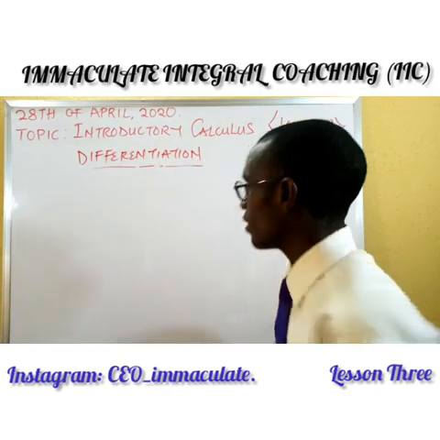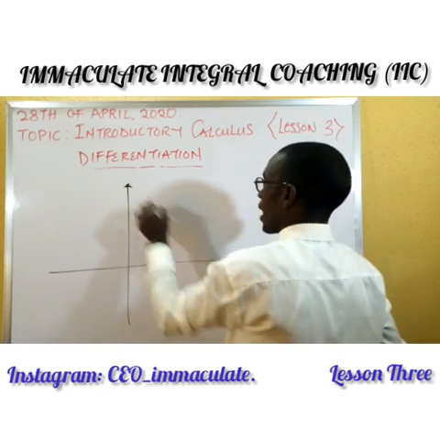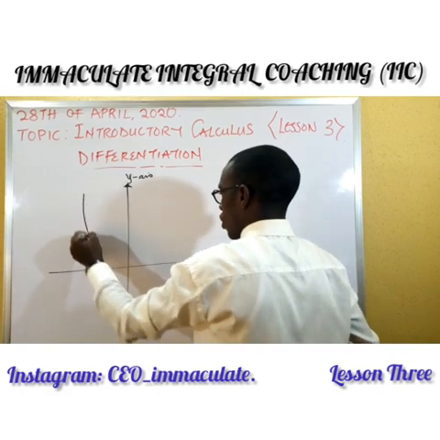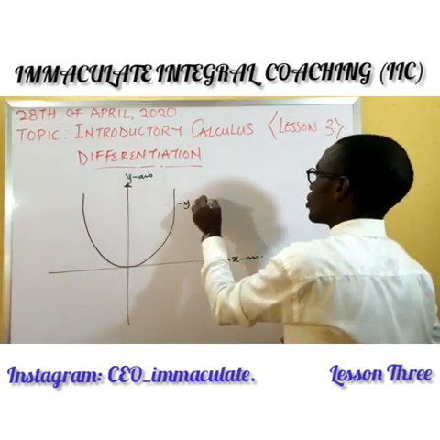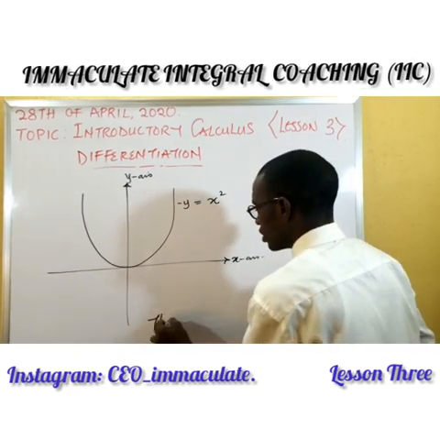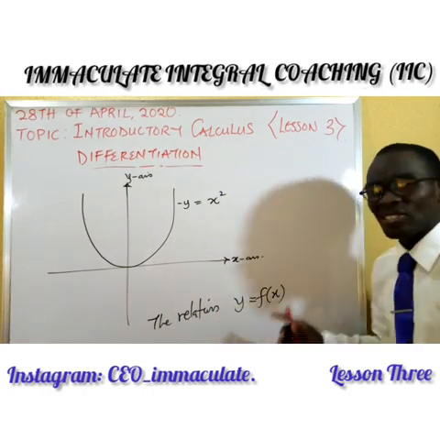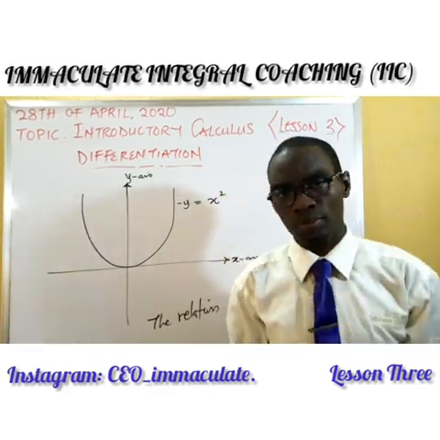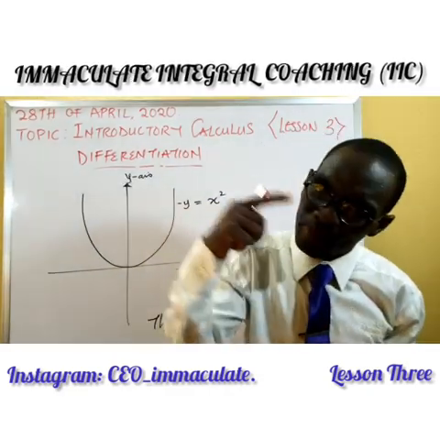Let's take a look at this graph. If you have a graph like this, this is the y-axis and x-axis, and we have a curve. If we have something like y equals x squared, the relation y equals a function of x implies that y is a dependent variable and x is the independent variable. This implies that y depends on x.